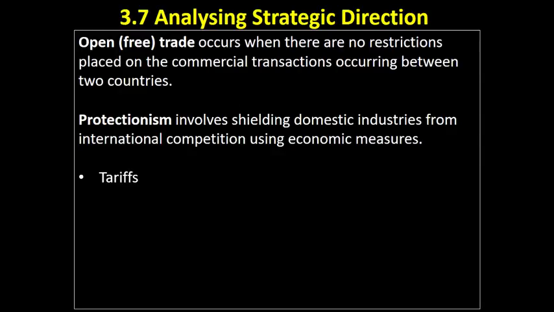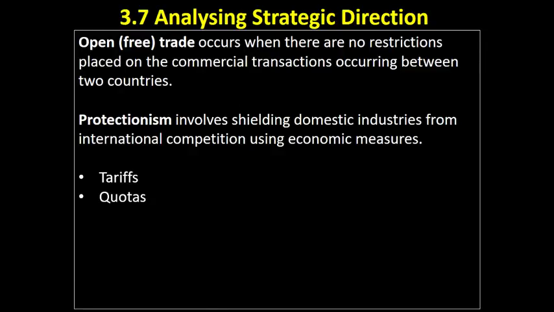The most common measures are tariffs, which are additional taxes placed on goods that are imported. Obviously that makes them more expensive and puts people off buying them. And quotas, where we literally put a limit on how many things can be imported. So we're only going to import 10,000 German cars this year. We're only going to import 30,000 bottles of French wine this year. That would be an example of a quota.